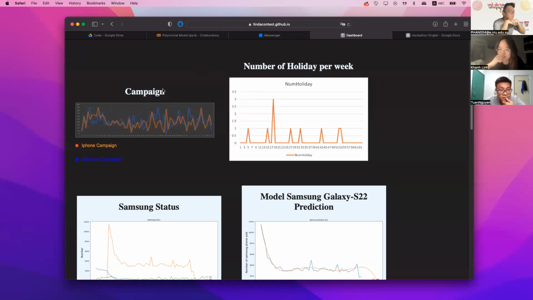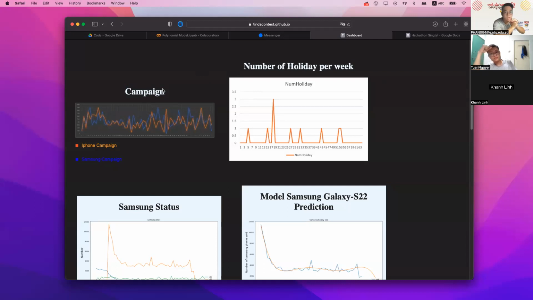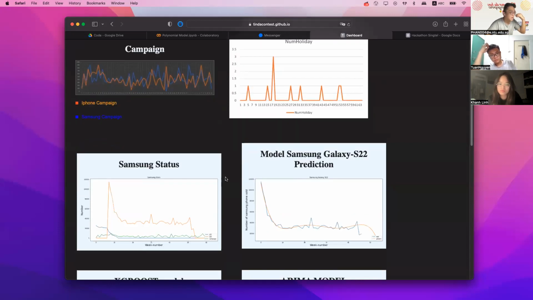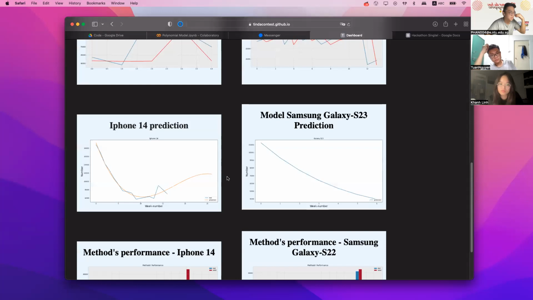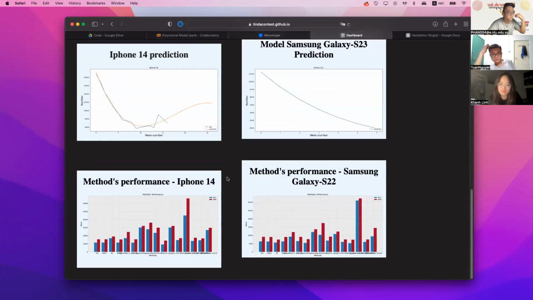Okay, so now we're going to start diving into the information using the data that we have drafted before. Here is the campaign information in this dashboard. The orange line is the iPhone campaign data, and the other is the Samsung campaign. The task we are assigned is to predict the Samsung Galaxy S22 and the iPhone using the predefined information.